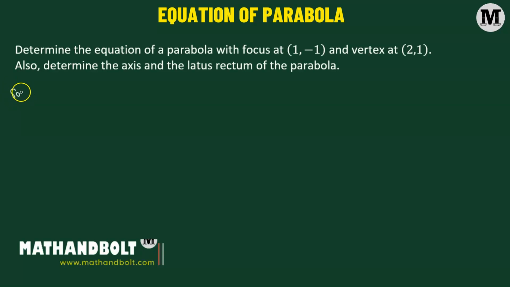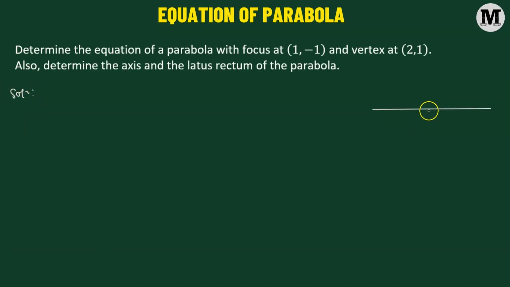Let us begin. First we are going to consider a straight line, and on the straight line, let's say the vertex and the focus lie. So here we're going to consider this point as the vertex having the coordinates (2, 1) and the other point as the focus with the coordinates (1, -1). Now, we are going to choose another point on the same line. We're going to call it point A having the coordinates (a, b).